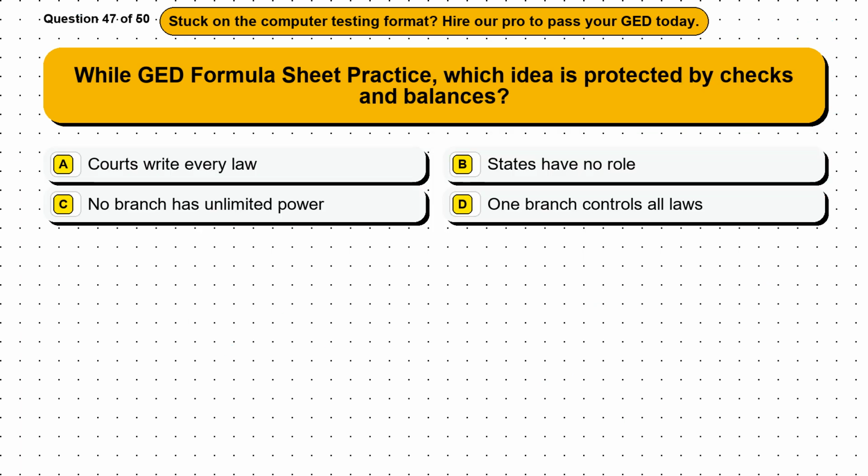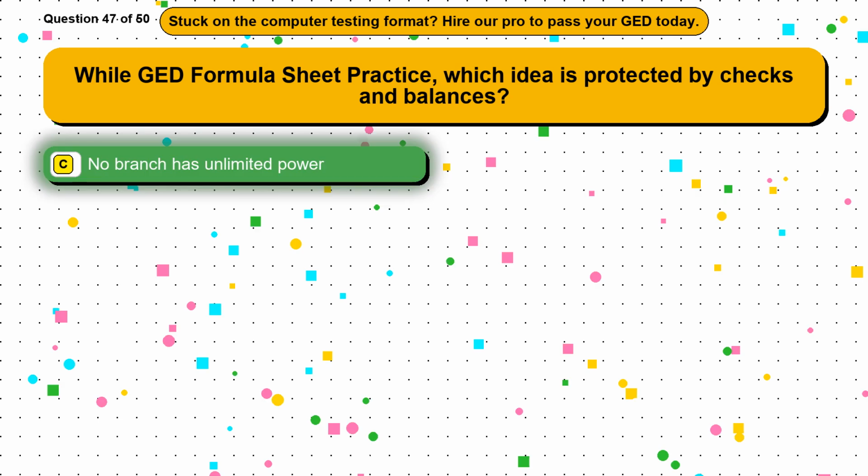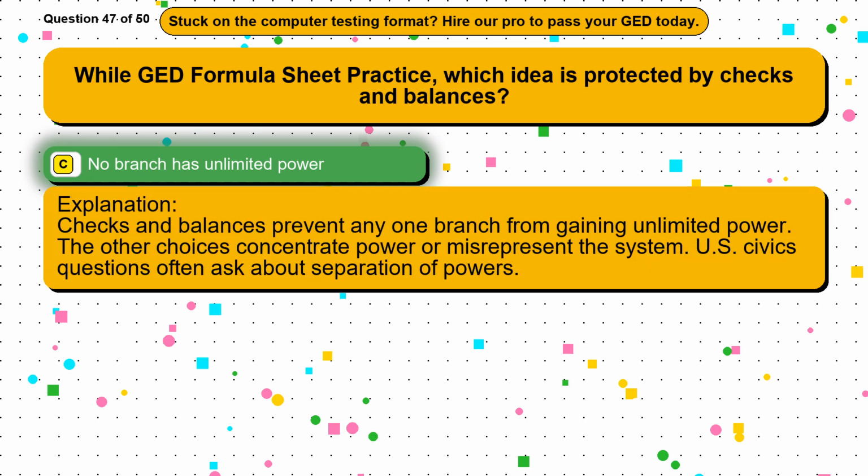Question 47. While GED formula sheet practice, which idea is protected by checks and balances? Option A, courts write every law. Option B, states have no role. Option C, no branch has unlimited power. Option D, one branch controls all laws. The correct answer is option C. No branch has unlimited power. Checks and balances prevent any one branch from gaining unlimited power. The other choices concentrate power or misrepresent the system. U.S. civics questions often ask about separation of powers.